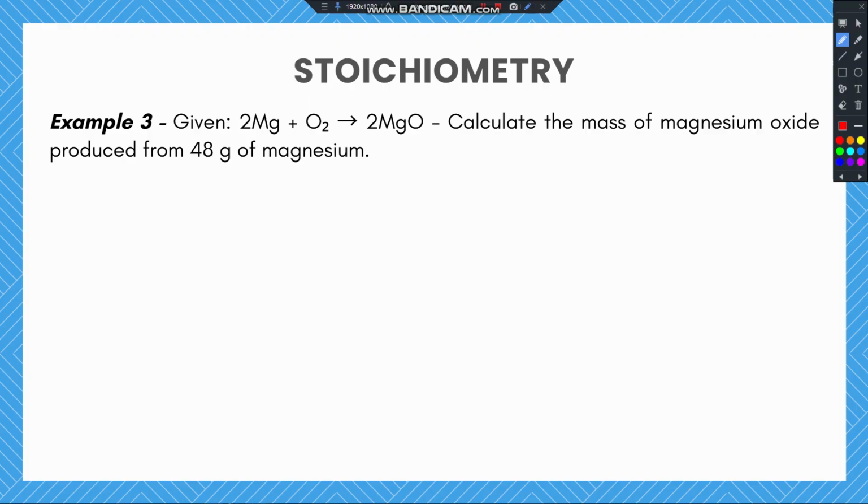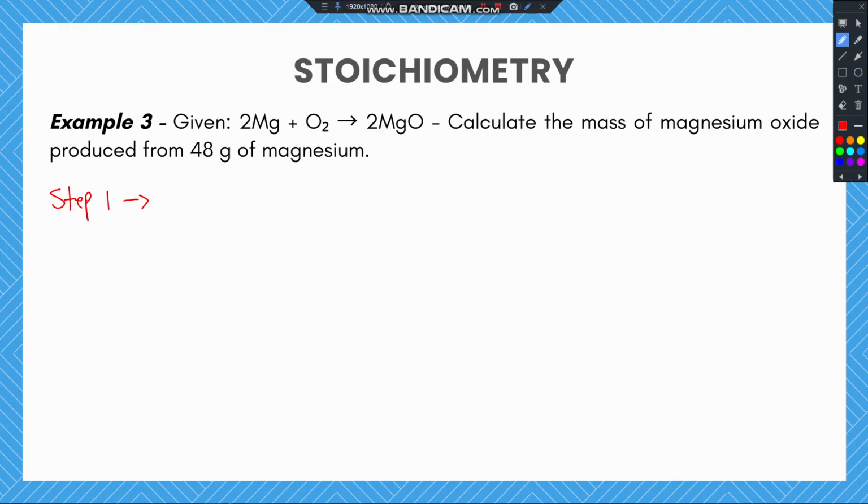Given this equation on the screen right now, calculate the mass of magnesium oxide produced from 48 grams of magnesium. Well, step number 1, we convert the mass into number of moles. So can you see how this is being done? Everything is being taken back to the mole. The mole is so important because that's what serves as your map to the right answer.